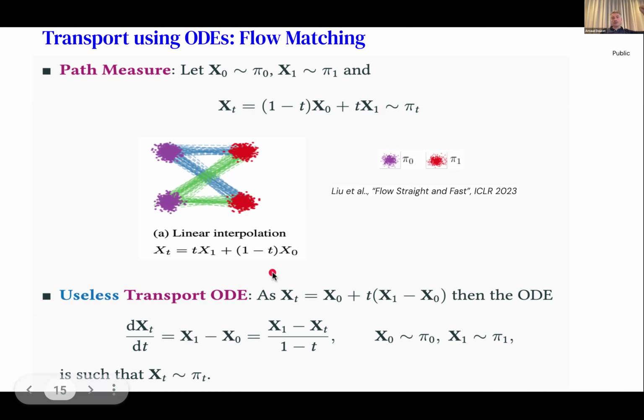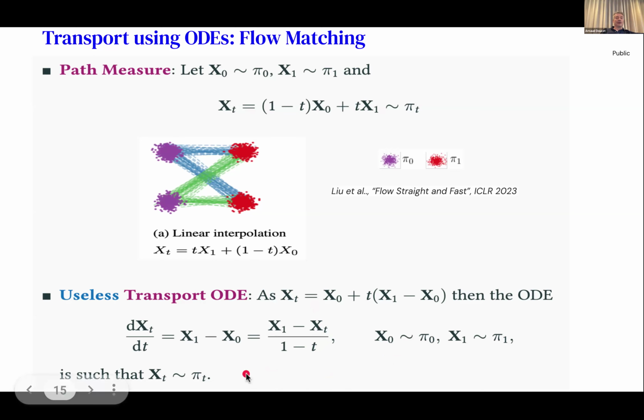Now my goal is to come up with a way to transport samples from pi naught to samples from pi 1. I can rewrite xt simply as x naught plus t times (x1 minus x naught). That's just a rewriting of this very simple expression. In particular, I can write the following ODE: the derivative of xt with respect to t is simply x1 minus x naught, which you can rewrite again as (x1 minus xt) over (1 minus t). By construction, this is an ODE such that xt follows the distribution pi t if x naught is from pi naught and x1 is from pi 1.